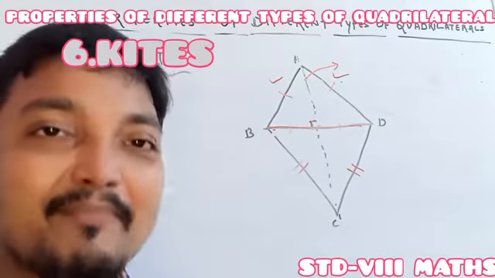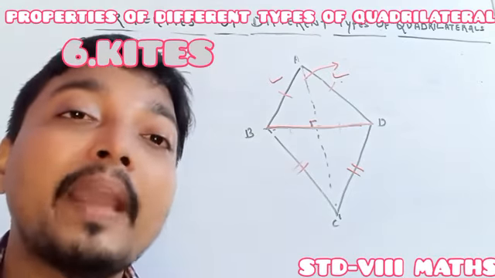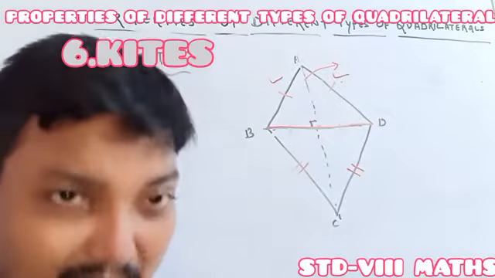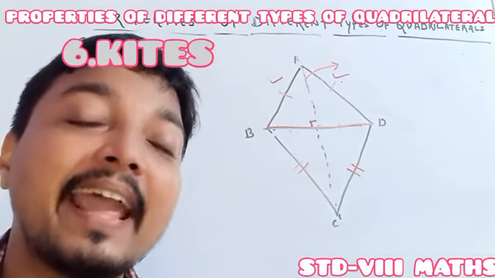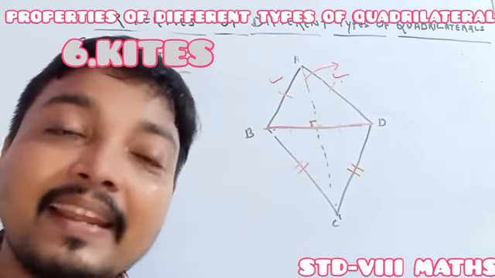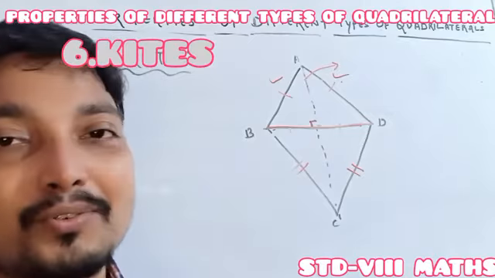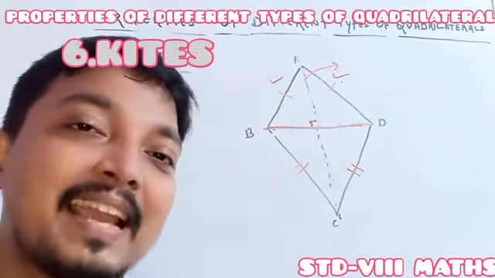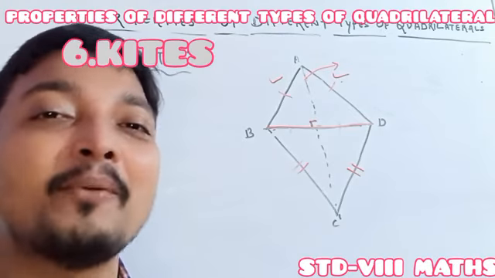Ready? Once again I am repeating: it is a quadrilateral where two pairs of adjacent sides are equal. Another point I am saying is that the diagonal which lies on the line of symmetry is the perpendicular bisector of the other diagonal. Understood? You have to remember all these properties so that in our next exercise we can apply them and find the answer.